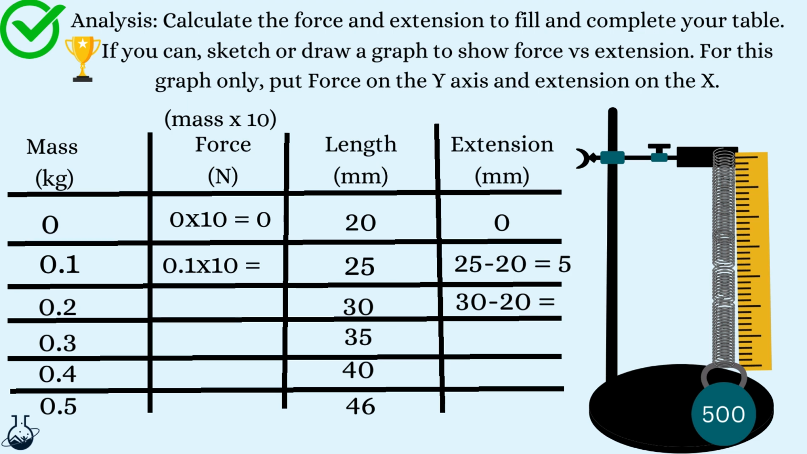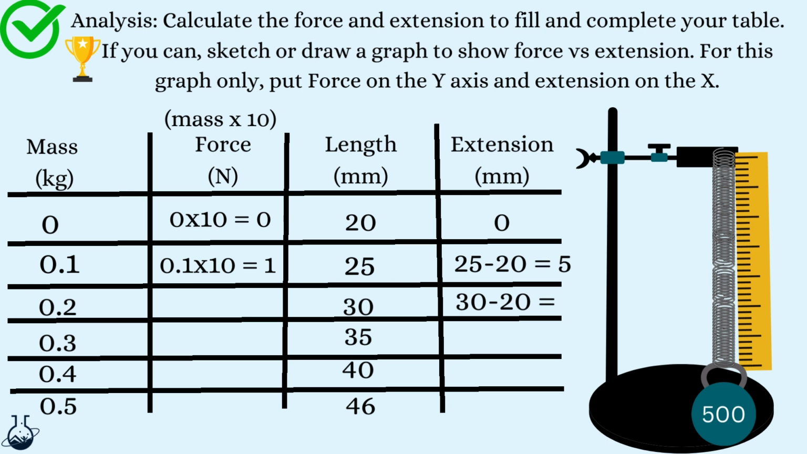So firstly, I will start with the force column. We've already been told at the top that force is calculated by multiplying the mass by 10. This gives us weight, which is a force as the result of gravity acting on the mass of an object. So when I've added 0 kilograms of mass and multiply this by 10, this is 0 newtons.